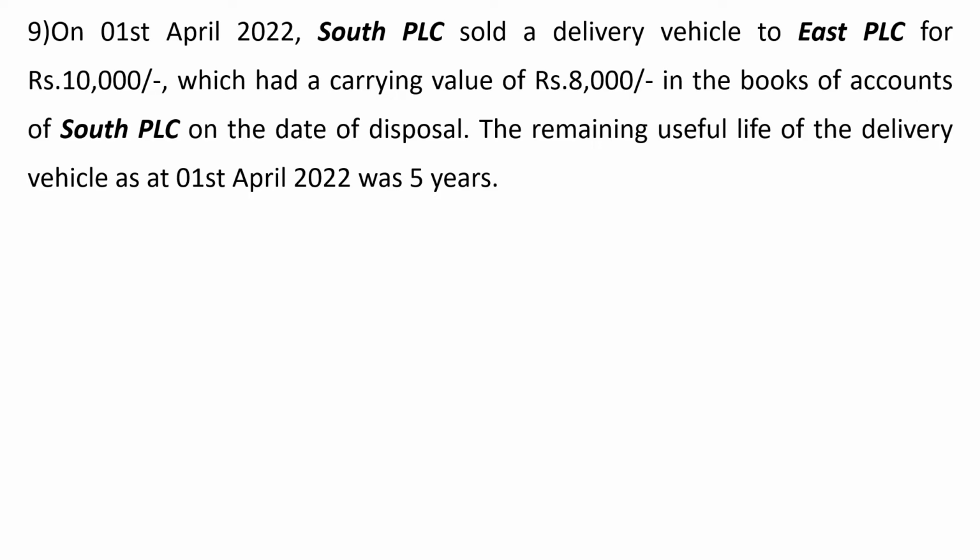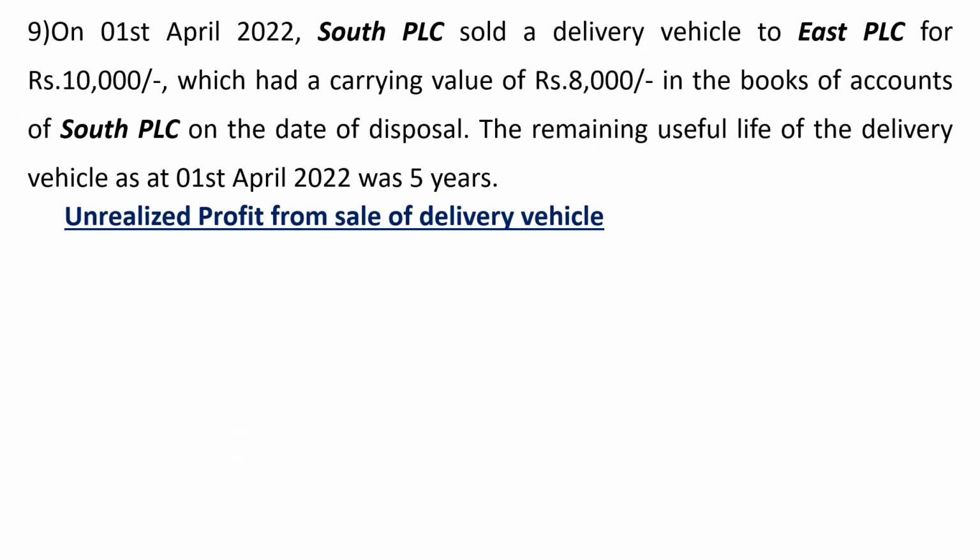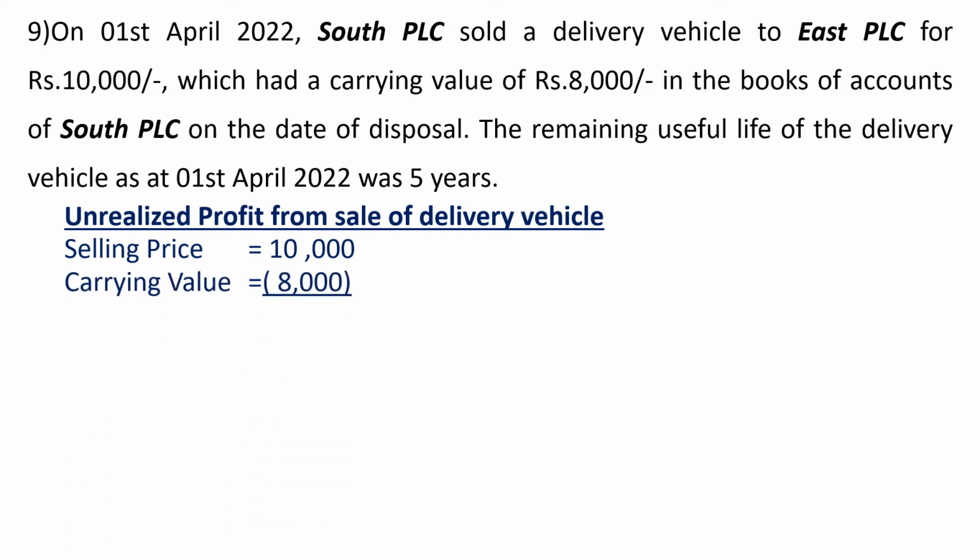So based on this, first we are going to calculate the unrealized profit. You have to remember, in this transaction, parent has sold non-current assets to the subsidiary. So to calculate the unrealized profit, we are going to take the selling price and deduct the carrying value. So the unrealized profit in this one is 2,000. Now we have to calculate the over or under depreciation. So here, since we have unrealized profit, we know that there is an over depreciation.